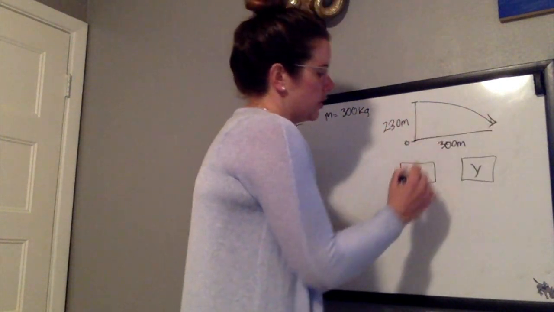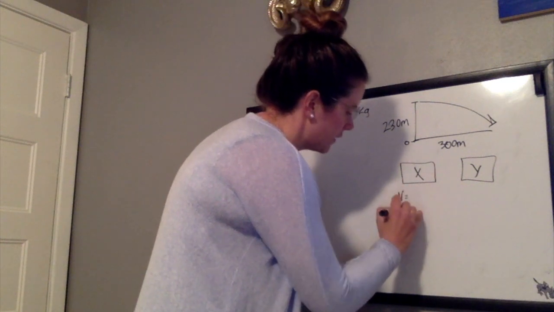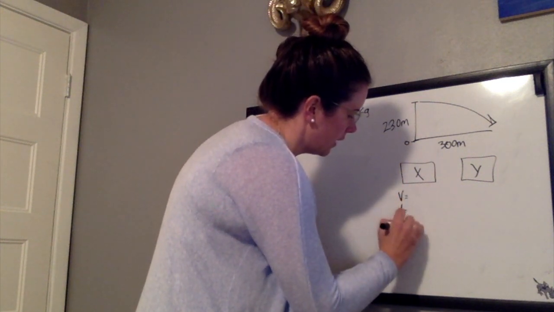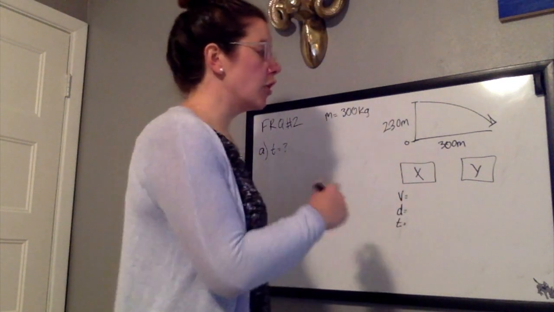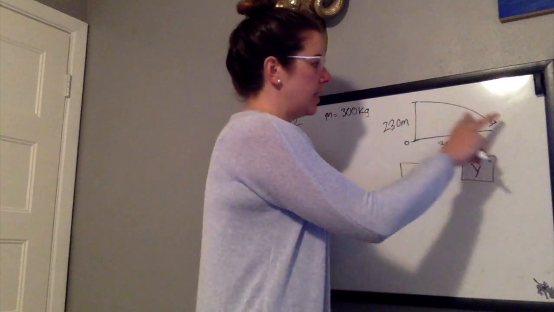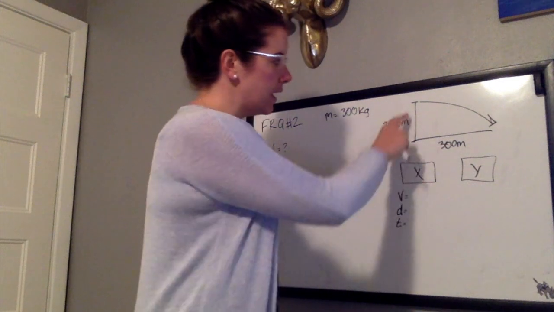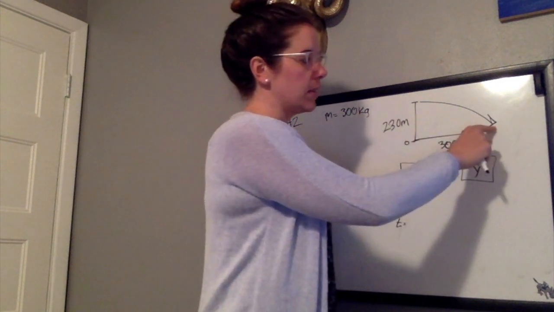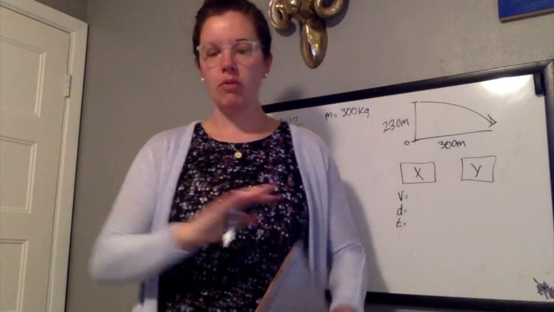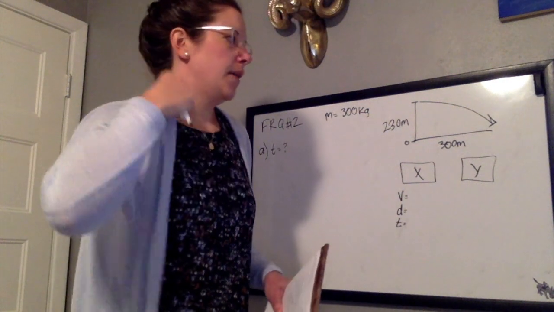In the X direction here, you only have velocity, distance, and time. Why is that? Because there is no external force in the X direction that's making it speed up or slow down. So your velocity here in the X direction is going to be the same as the velocity here in the X direction. It will always be constant.